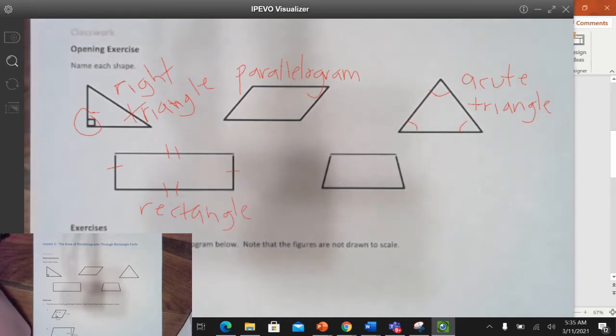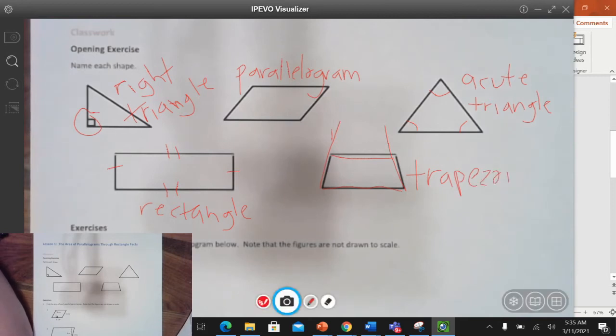And then this last one where we have 2 sides that are parallel and then 2 sides, if we continued them on forever, they will eventually cross over. This is a trapezoid. Okay. Today, what we're really going to be looking at is parallelograms, and how to find the area of a parallelogram.